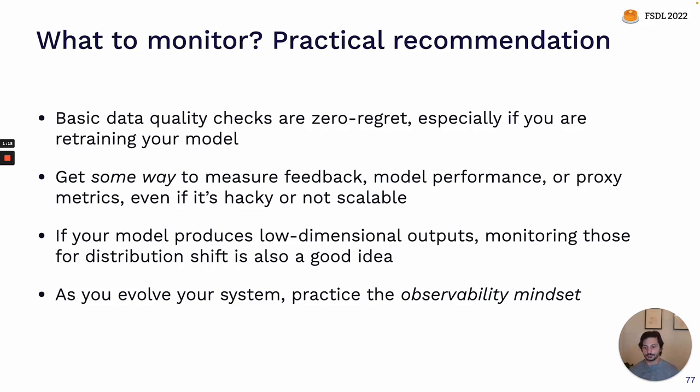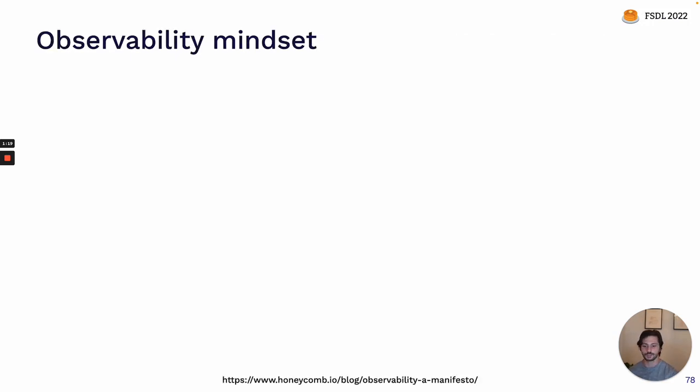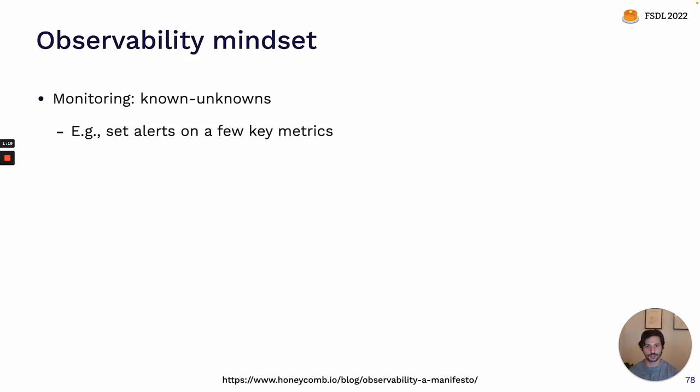And then lastly, as you evolve your system, once you have these basics in place and you're iterating on your model and trying to get more confident about evaluation, I would encourage you to adopt a mindset about metrics that's borrowed from the concept of observability. So what is the observability mindset? We can think about monitoring as measuring the known unknowns. If there are 4 or 5 or 10 metrics that we know we care about, accuracy, latency, user feedback, then the monitoring approach would be to measure each of those signals. We might set alerts on even just a few of those key metrics.